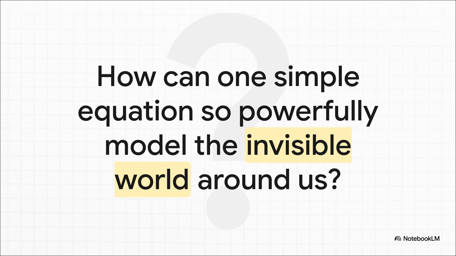How can a relatively simple formula like PV equals nRT do such an incredible job of describing the chaotic, invisible world of trillions of particles all around us? It's pretty amazing to think about.